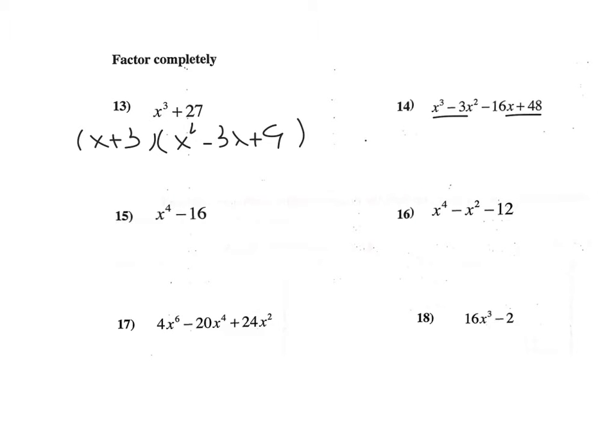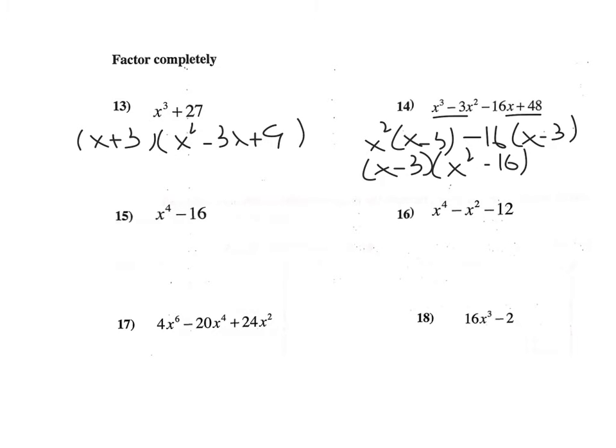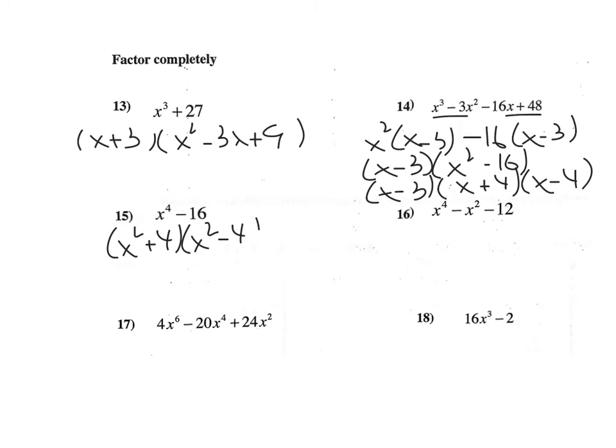So I'm going to group the first two together, factor out x squared. All right, and the second two, I'm going to take out a minus 16 and make that x minus 3. Remember, your parentheses must match. So if I take the x minus 3 out of those two, that gives me x squared minus 16 left over, and I'd be done, except that x squared minus 16 is a difference of squares. Do not ever leave a difference of squares without factoring it. So I'm saying x plus 4, x minus 4. All right. Next one, have x squared plus 4, x squared minus 4.